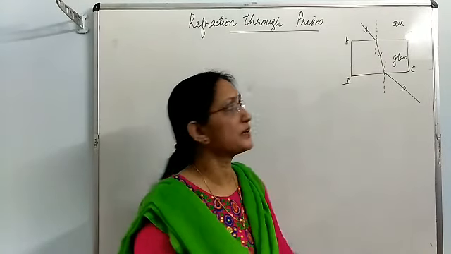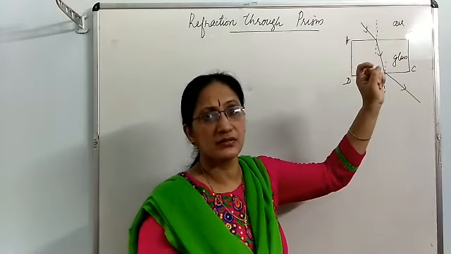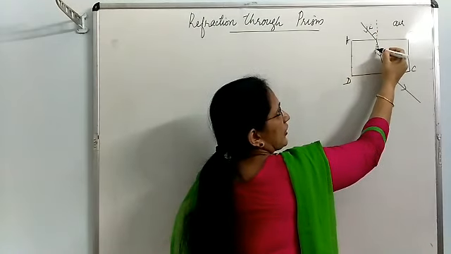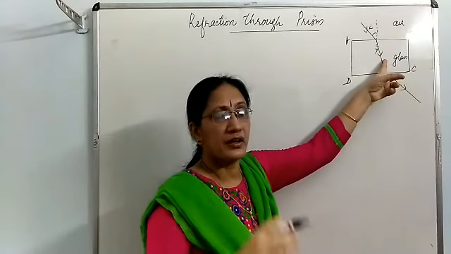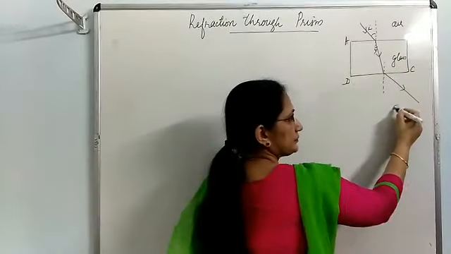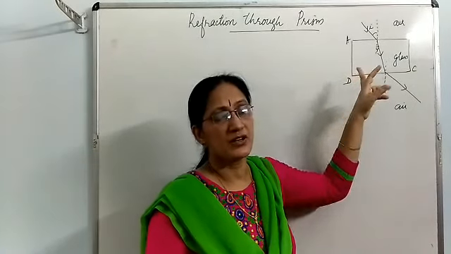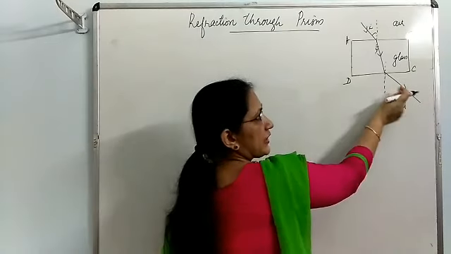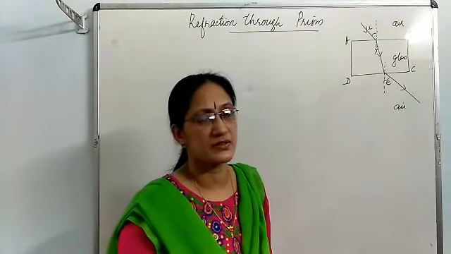First refraction happens on the surface AB while light enters from air to glass. So this is the angle of incidence and this is the angle of refraction. Then this refracted ray again undergoes refraction while entering from glass to air. That refraction happens on the surface CD. So in total, refraction happens twice. And this ray we call the emergent ray, and this angle we call the angle of emergence.